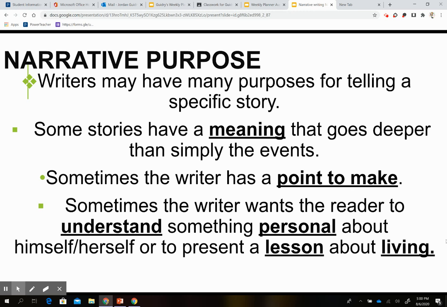Then sometimes the writer has a point to make. So, what point are they making? And then sometimes the writer wants the reader to understand something personal about himself or herself or to present a lesson about living. So, do they want you to understand his or her own life, or do they want you to understand to live life to the fullest? Something along those lines.